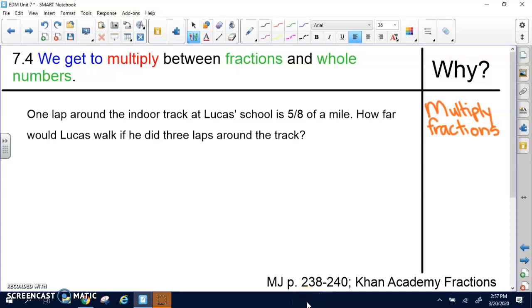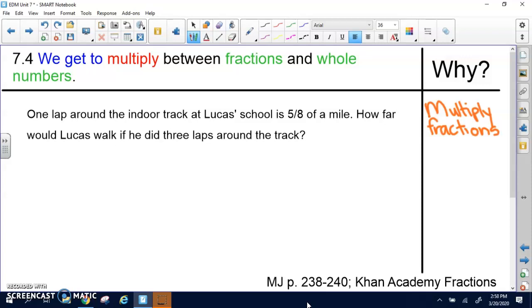We're going to work on 7.4. We get to multiply between fractions and whole numbers. Why are we doing this? We're just extending our practice of multiplying fractions. This time, fractions that are not unit fractions. So we'll start with this.